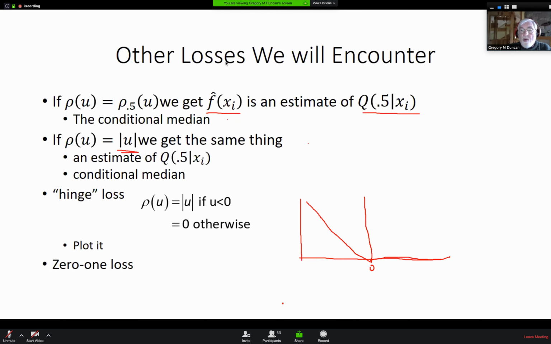We have something else called 0-1 loss, and we're going to talk about this in this lecture today because it's crucial for classification, for determining or modeling how people decide to go to school or not go to school, take a job versus not take the job, buy a large screen TV versus not buying a large screen TV. And rho of u is the indicator function that u equals 0. So if u equals 0, then this equals 1. If u is not equal to 0, then this is equal to 0.